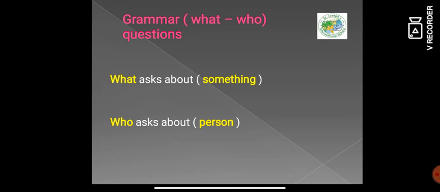As we can see here, what asks about objects or something. Something doesn't have a soul or a mind, like animals, things like cat, dog, fan, table, dress, scarf, school, classroom, bag, pencil case, ruler. All of these things are either animals or something that we can use. So to ask about these somethings or objects, we use the word what. W-H-A-T.